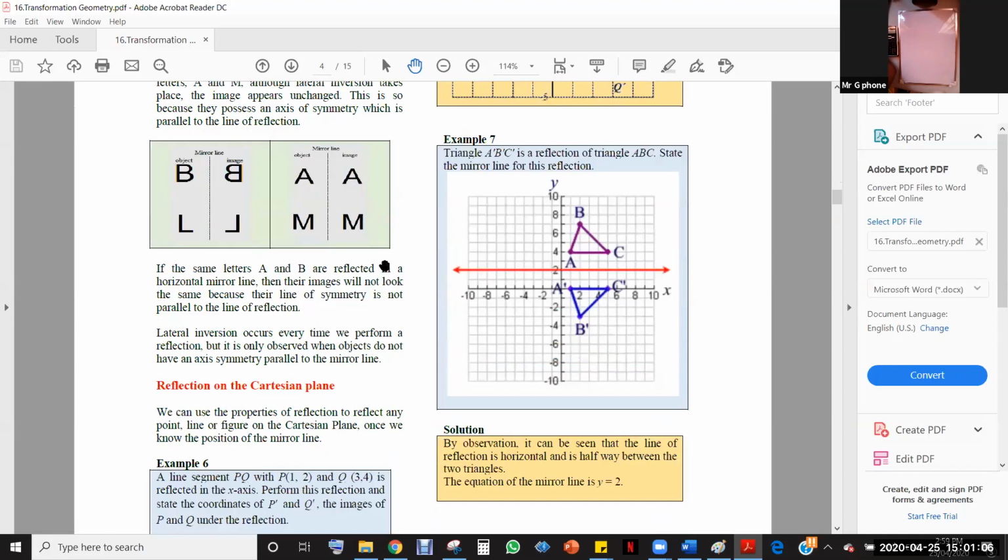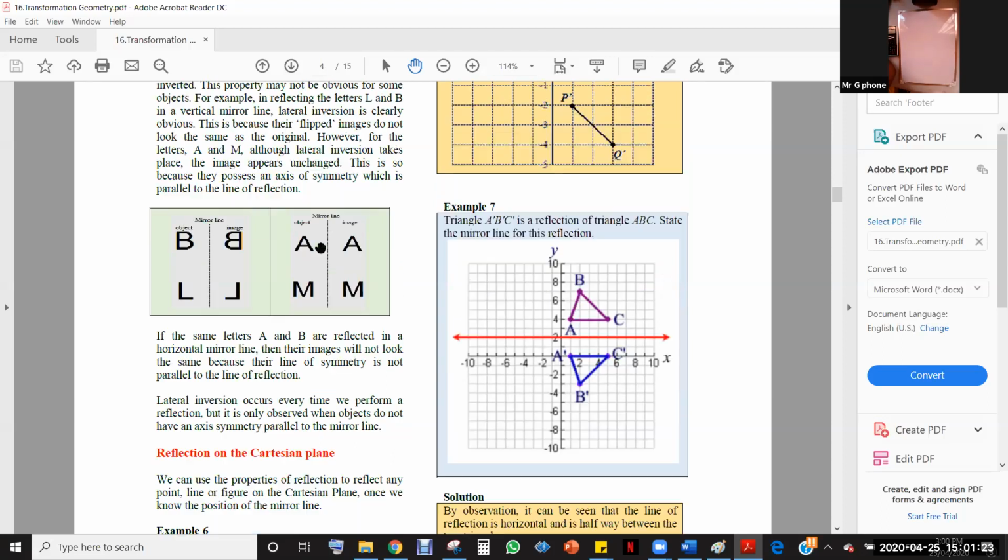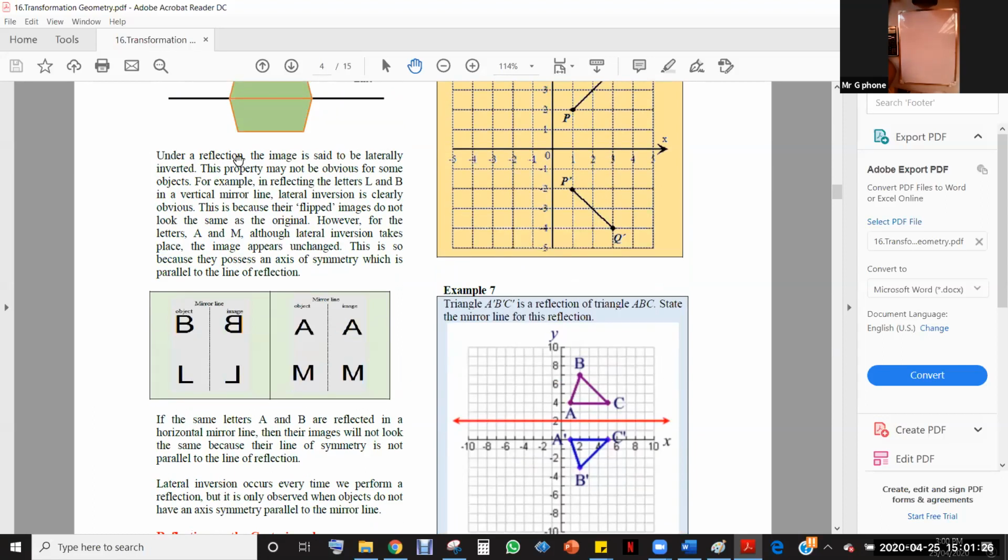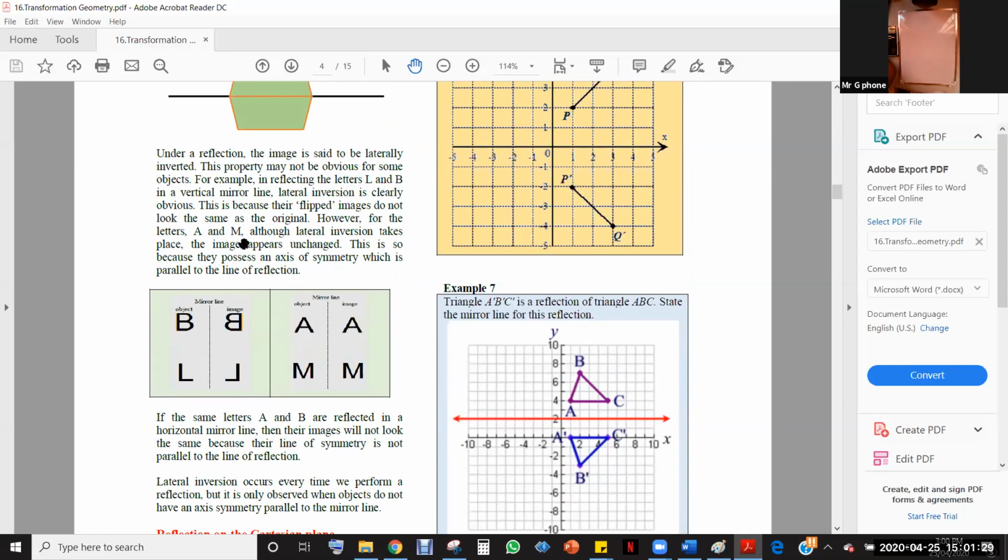Okay, let's look at some examples of lateral inversion. So we have the object B. If it's laterally inverted about the mirror line, we have the image B looking back to front. Same thing with L. However, for letters such as A and M, as we can see here, although lateral inversion takes place, the images remain unchanged. So if you slide across the A here, it will still remain an A. If you slide across the M here, it will still remain an M.